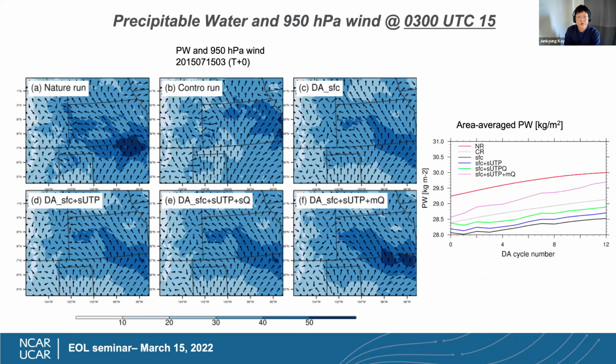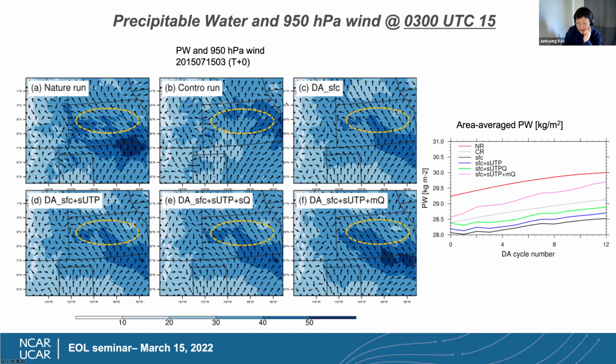So in the previous 2 slides, I have shown that the MPD has a very good positive impact in terms of qualitative and quantitative verification. So I'd like to investigate why the MPD has the positive impact for the forecast. This is the analysis field that is used for the initialization of the forecast, showing the wind field, the surface wind field and the precipitable water here.